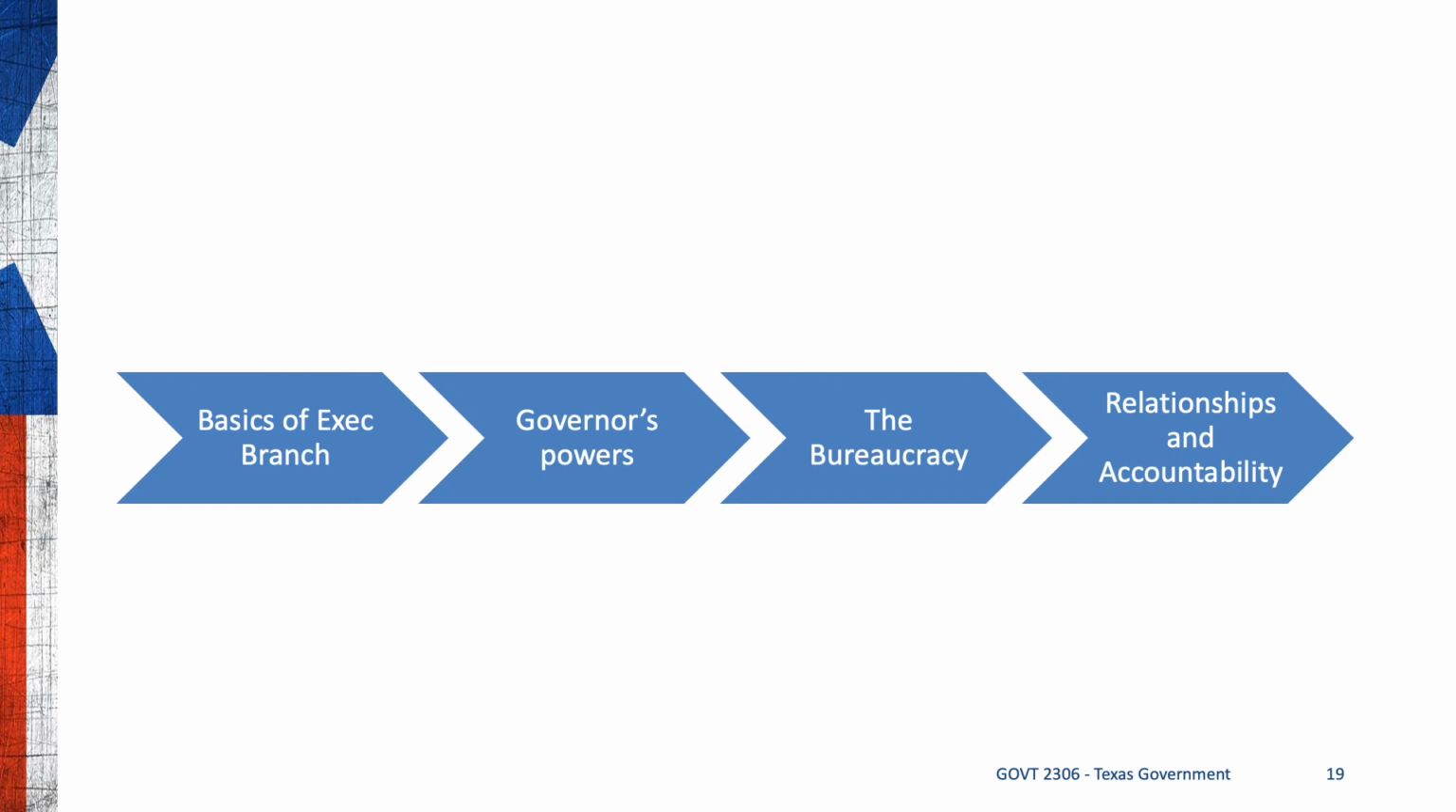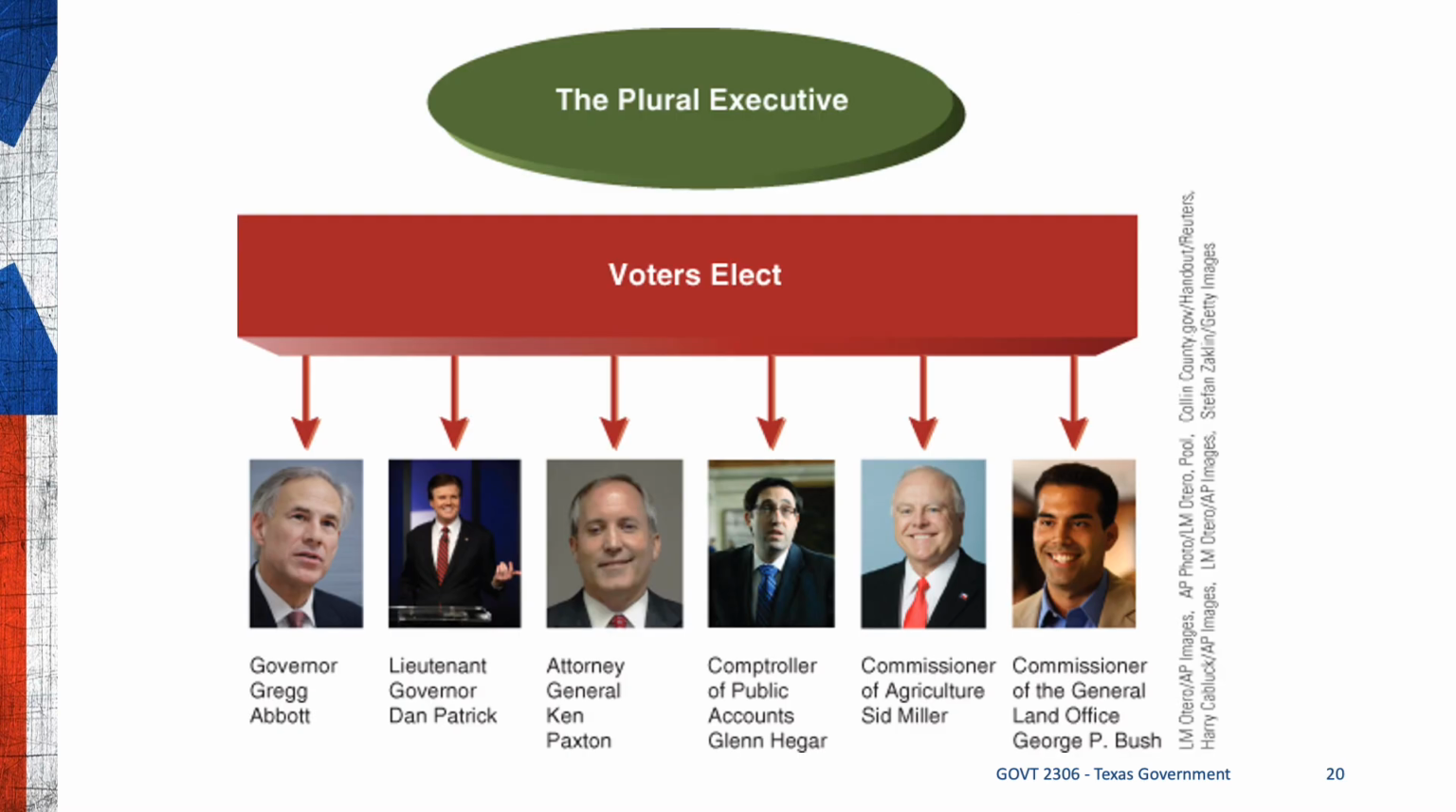So we have talked about the basics of the executive branch and the governor's powers. So let's talk about the bureaucracy, which is just the rest of the people who are the elected and appointed officials. So we talked about this slide earlier. These are the different people that the voters elect in Texas that are part of the executive branch.